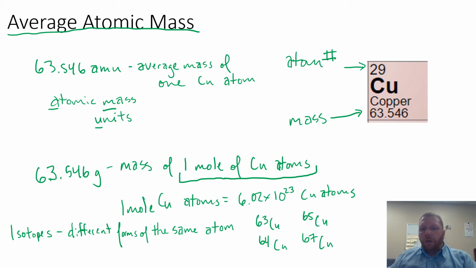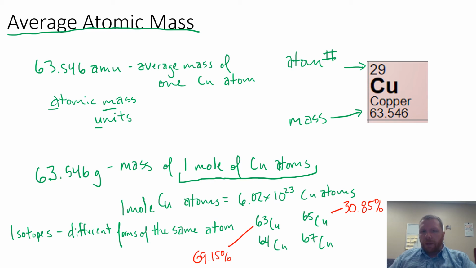Now, when it comes to calculating this average atomic mass, what that means is you are taking into consideration the abundance of all of these different isotopes. Of all of the copper atoms in the known universe, approximately 69.15% have a mass number of 63. Approximately 30.85% have a mass of 65. Now, these other two, 64 and 67, those are synthetic, and so those are not naturally occurring isotopes.